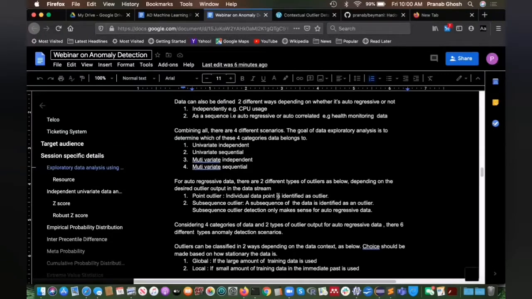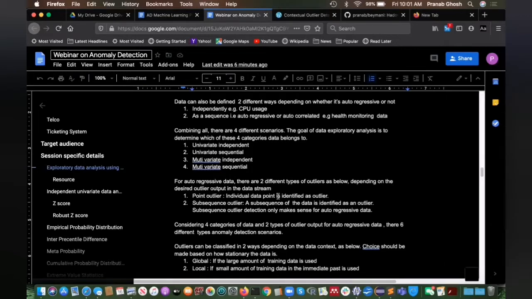So in the first webinar, the topic was doing data exploration to find out what is the appropriate anomaly detection algorithm. So we went through various cases and we talked about 4 different categories of data as far as anomaly detection goes. So I have listed those 4 here. It's either univariate independent or univariate sequential. By sequential, I mean autoregressive, like a time series. Multivariate independent or multivariate sequential. So the 4th one is the most complex one.